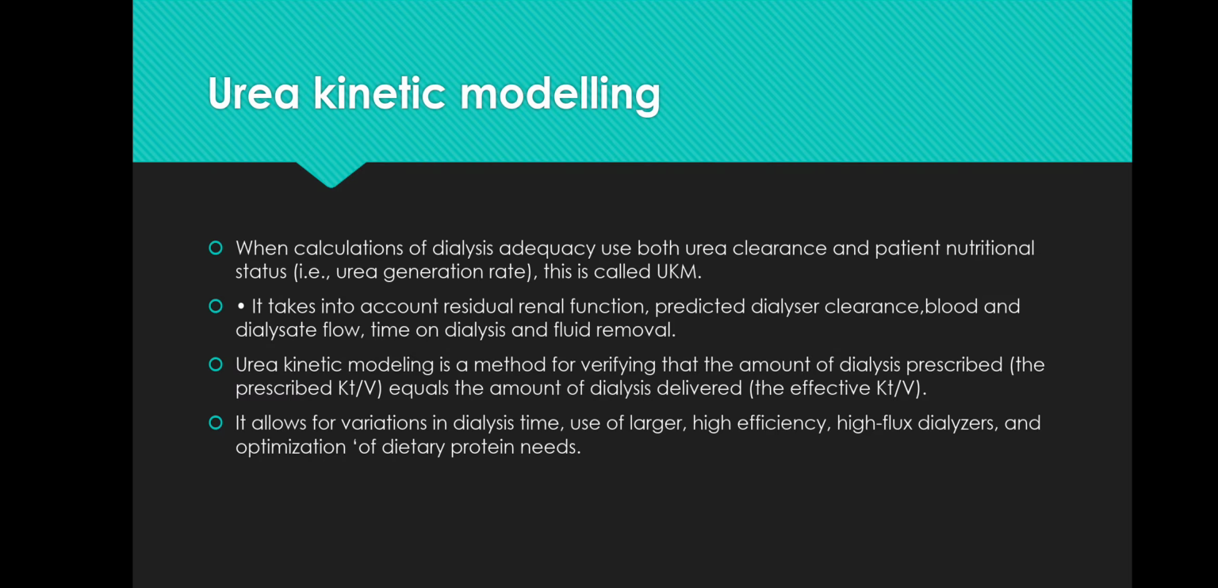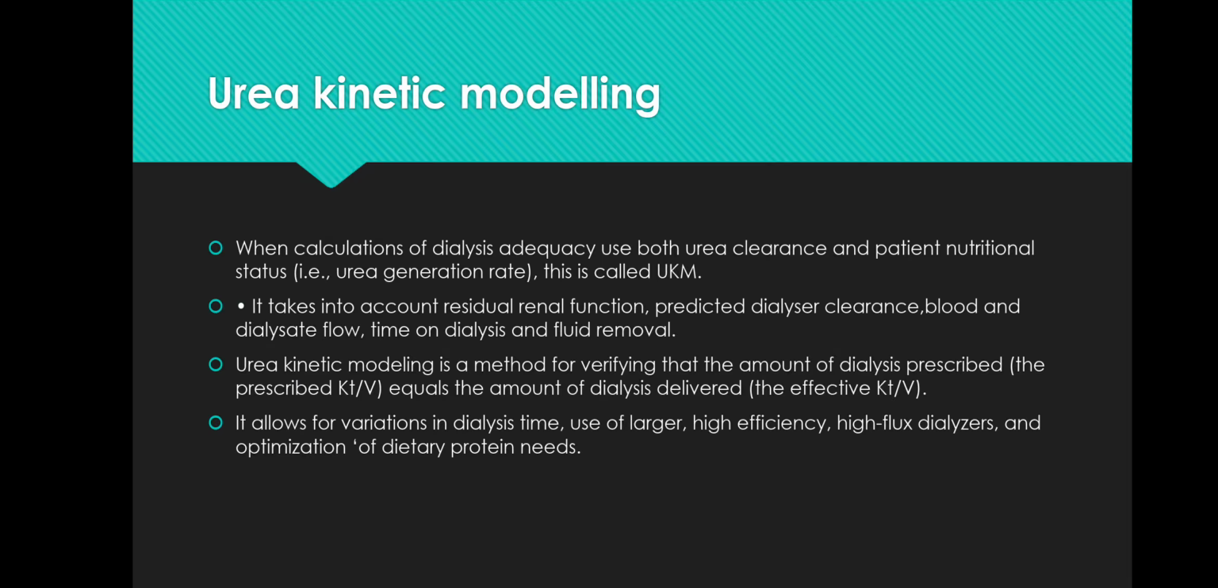Next, what is urea kinetic modeling? The calculation of dialysis adequacy uses both the urea clearance and the patient's nutritional status. Therefore, an example is the urea generation rate. This is called UKM. It takes into account residual renal function. It predicts the dialysis and clearance, then the blood and dialysate flow, times of dialysis and fluid removal.